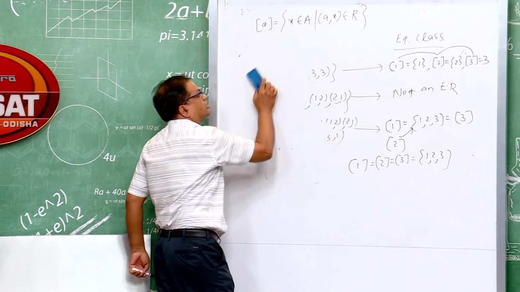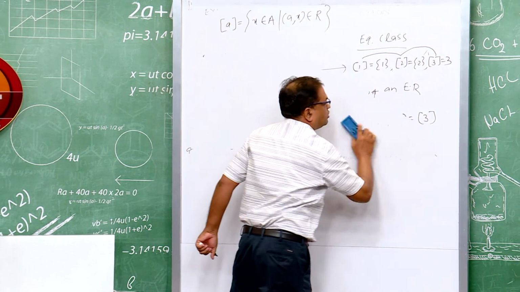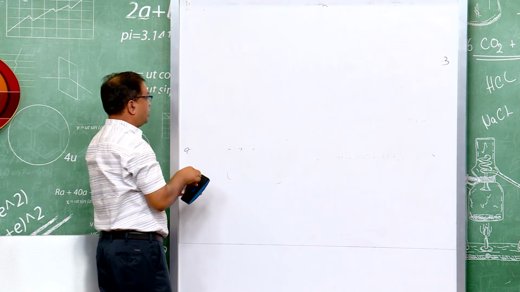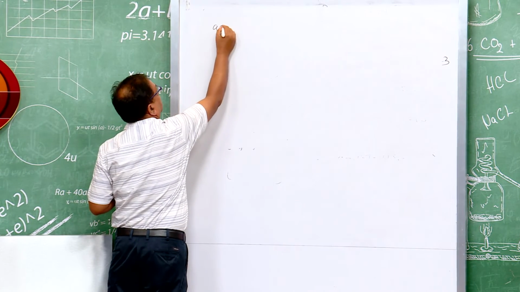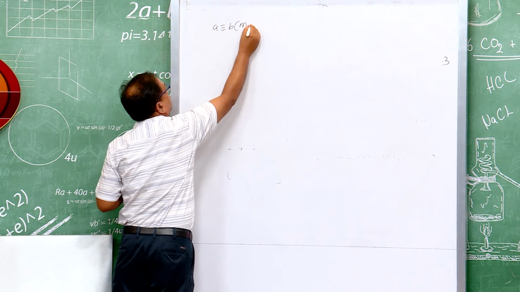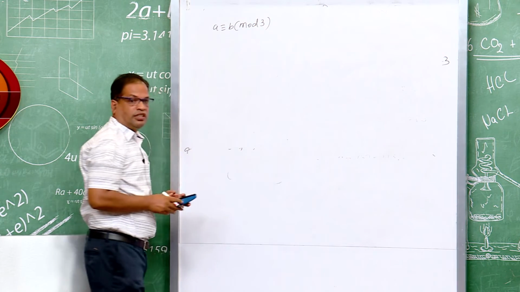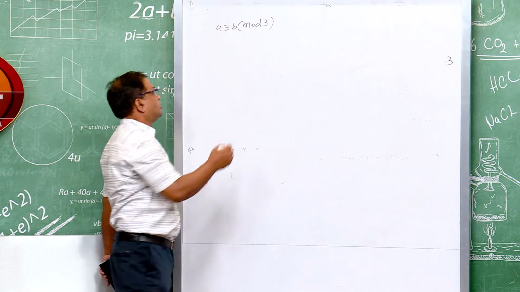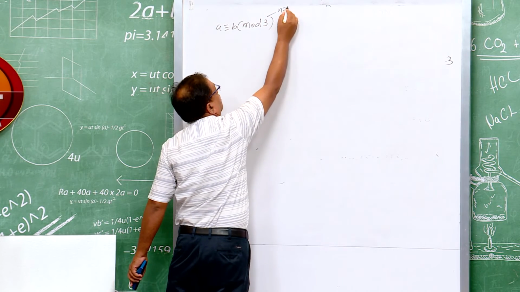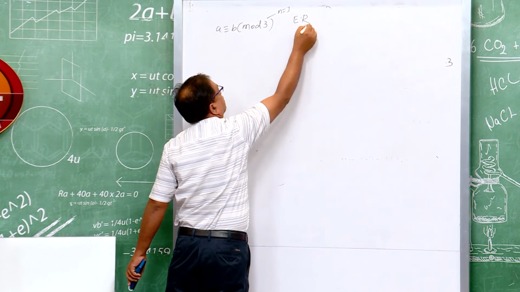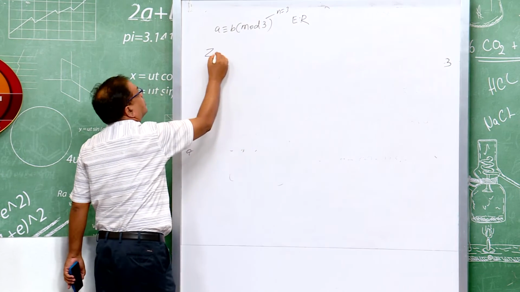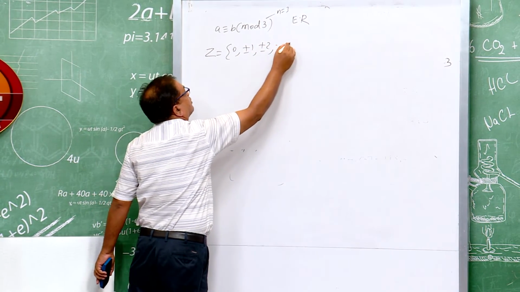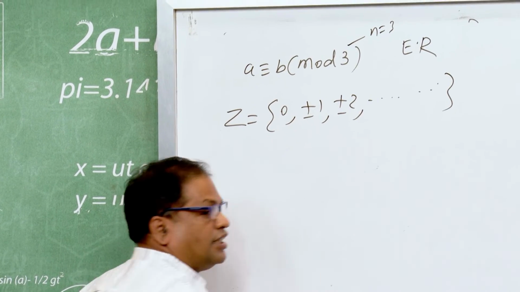So, what is the relation? The relation is a congruent to b mod 3. We have already proved that the congruence modulo relation a congruent to b mod n is an equivalence relation. Here n is equal to 3. This is an equivalence relation. So, what is the set? This is on the set of integers, 0, plus minus 1, and we will find the equivalence classes.